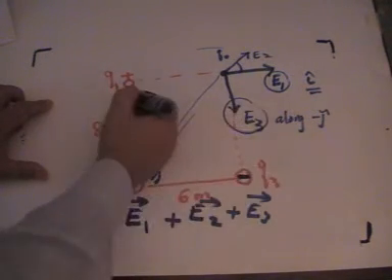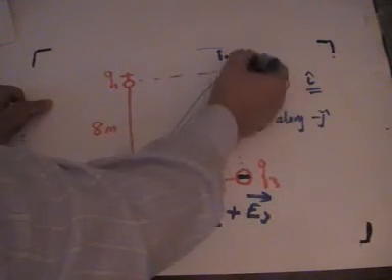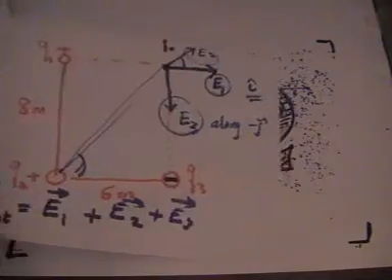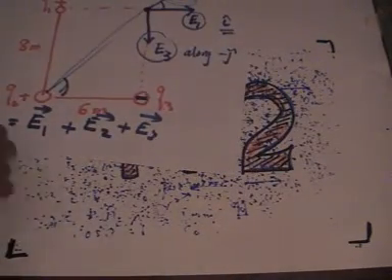And E3, I do not have to resolve it because it's already along minus j hat. So the only one that I need to resolve is this one. Okay. So let me do that very quickly for you. I grab a piece of paper here. Okay, so I need to resolve.